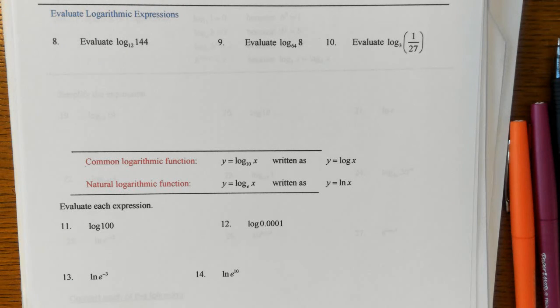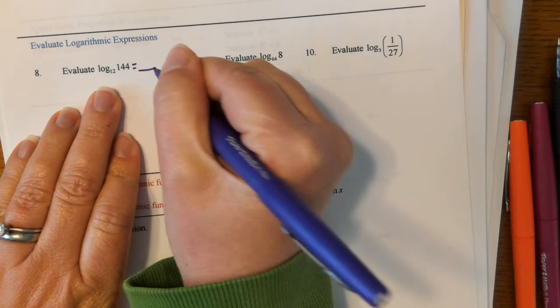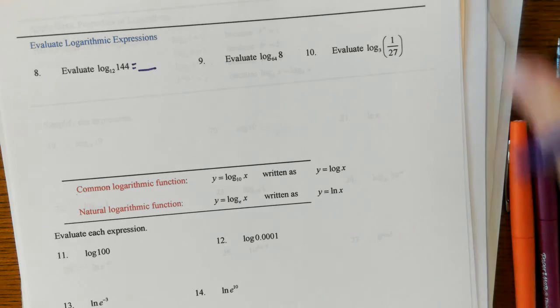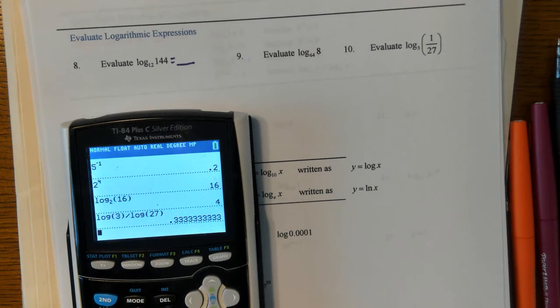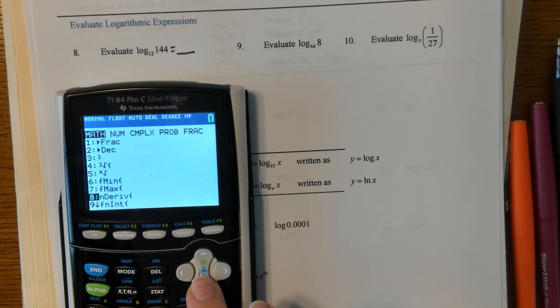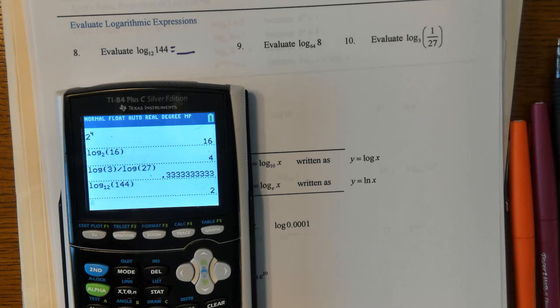Okay. This next group, they ask us to evaluate. Evaluate means work it out. See what number is equivalent to it. So they want us to evaluate log base 12 of 144. They want to know, hey, what number does log base 12 of 144 equal? Okay. Now, you have a calculator. You could totally type that in. If you have an 84, you can hit the math button, arrow down to log base, and say log base 12 of 144, and it'll tell you that that answer is 2.